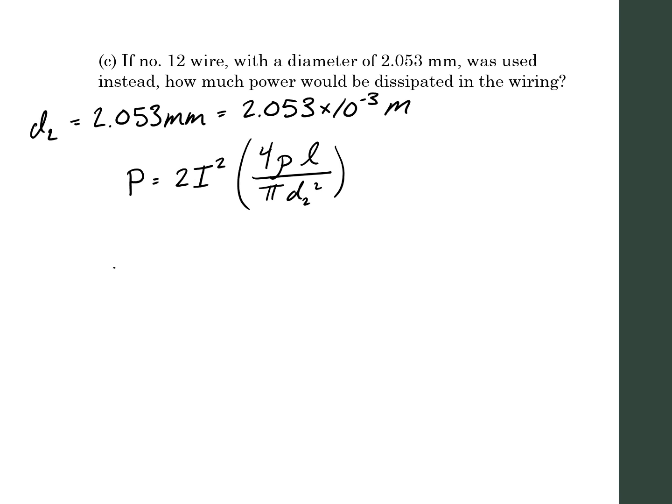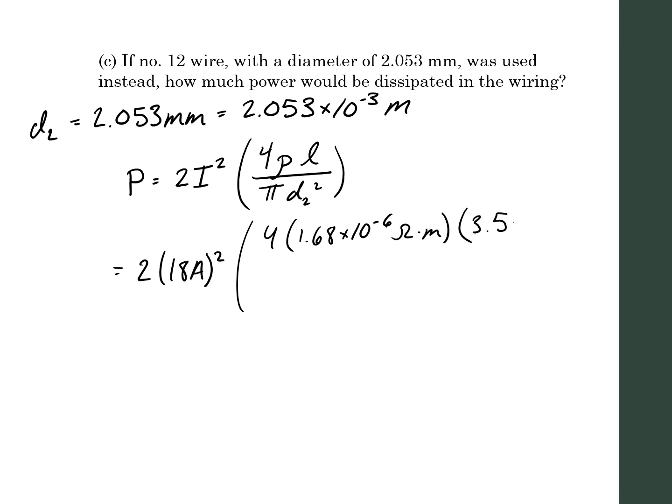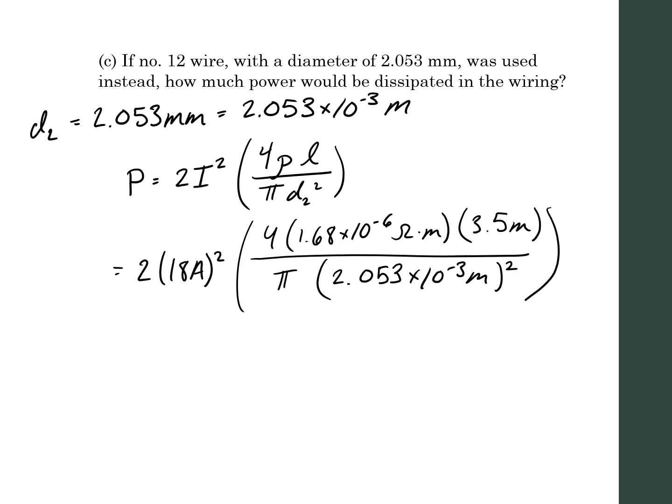So now I can go ahead and plug in my numbers. I have 18 amps squared. I have 4 times my resistivity of copper, so that's 1.68 times 10 to the negative 6 ohms times meters. My length is 3.5 meters. This is all going to get divided by pi, times my new diameter, 2.053 times 10 to the negative 3 meters. I need to make sure that that gets squared.